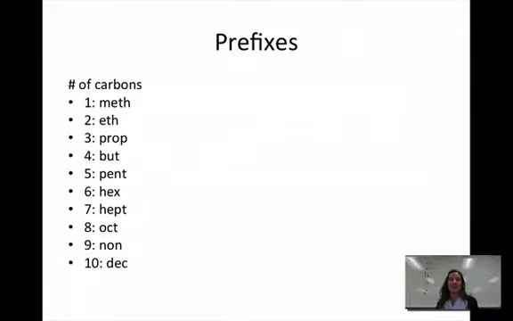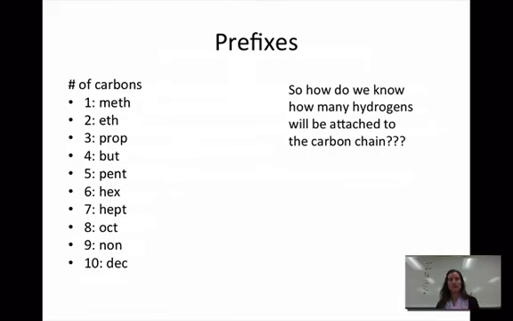And 10 is dec. So for all 4 of these naming systems, the beginning of the name will start with one of these 10 prefixes based on how many carbons are within the structure. Okay. So if that CX was C4, the name would start with but. So that tells you how many carbons are there. The next thing we have to figure out is how many hydrogens are there. And that is unique to the 4 different types of organic compounds.